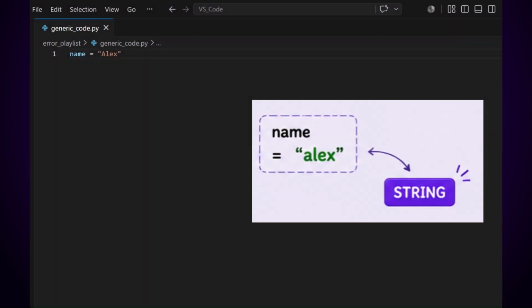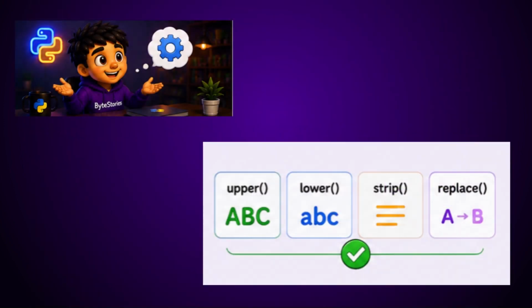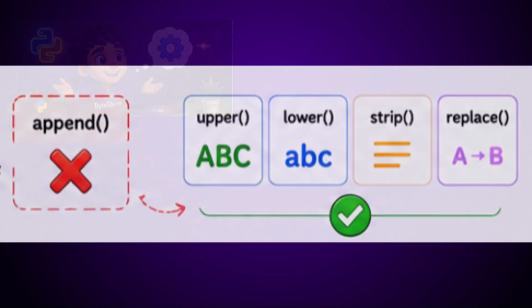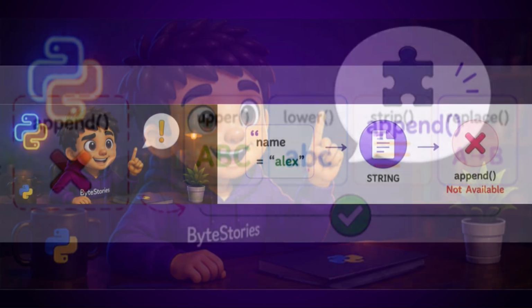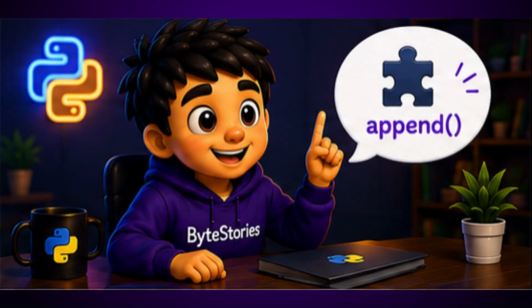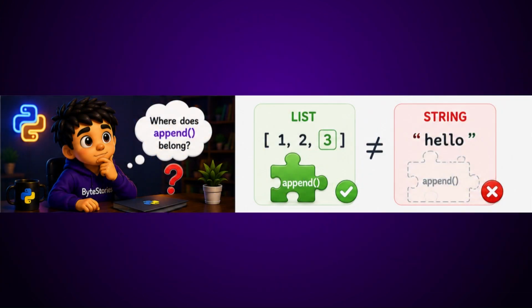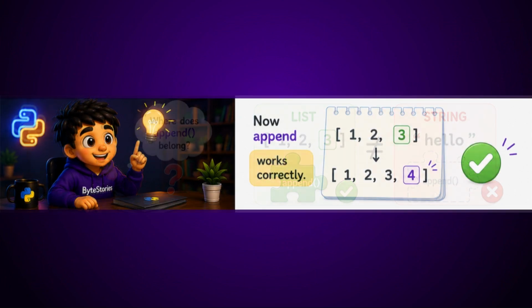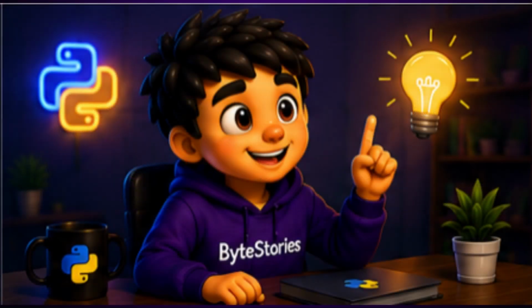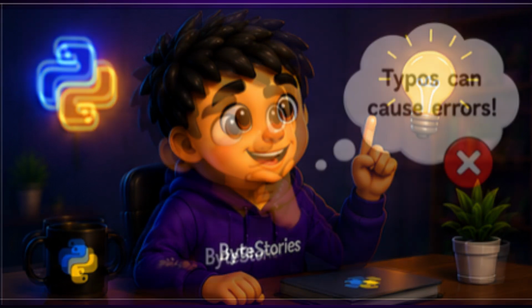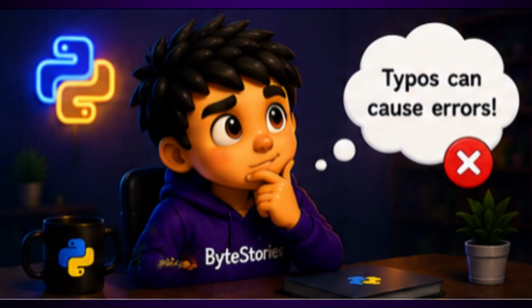In this example, name is a string. Strings support certain methods, but append is not one of them. The append method belongs to list, not string. Now, append works correctly.